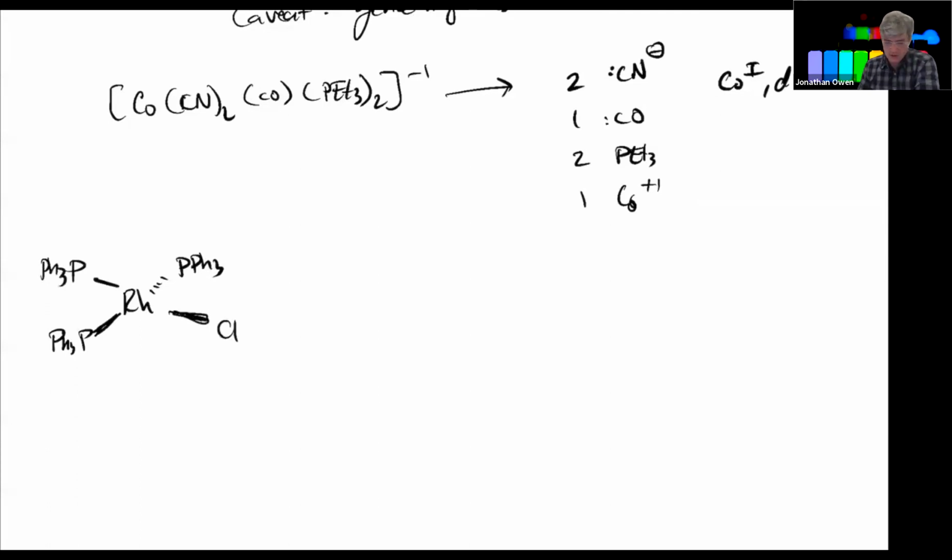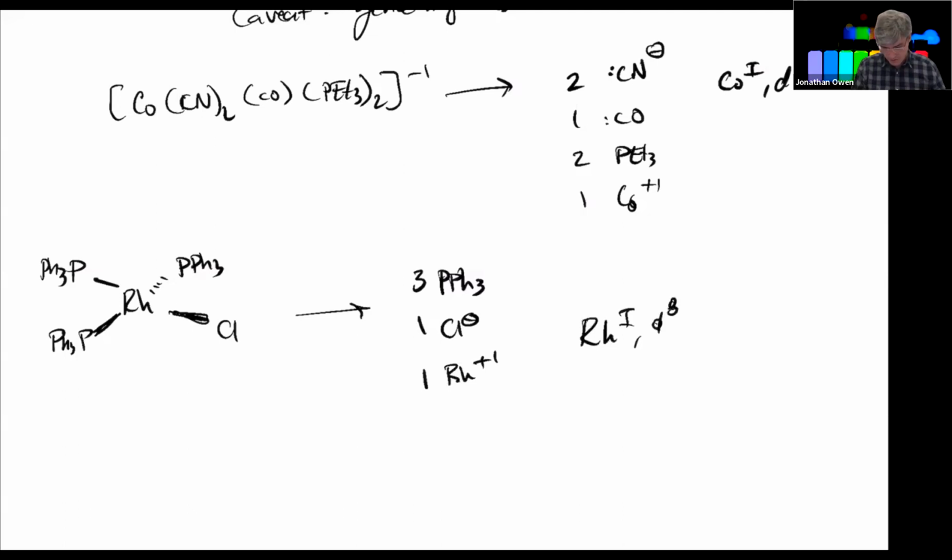Tris(triphenylphosphine)rhodium chloride, a pretty famous molecule, Wilkinson's complex. Three phosphines, one chloride in a negatively charged state, leaving behind one rhodium plus 1. So this is rhodium 1, d8. Because cobalt, rhodium, and iridium all have 9 to start with. So cobalt, rhodium, and iridium 1 are d8.